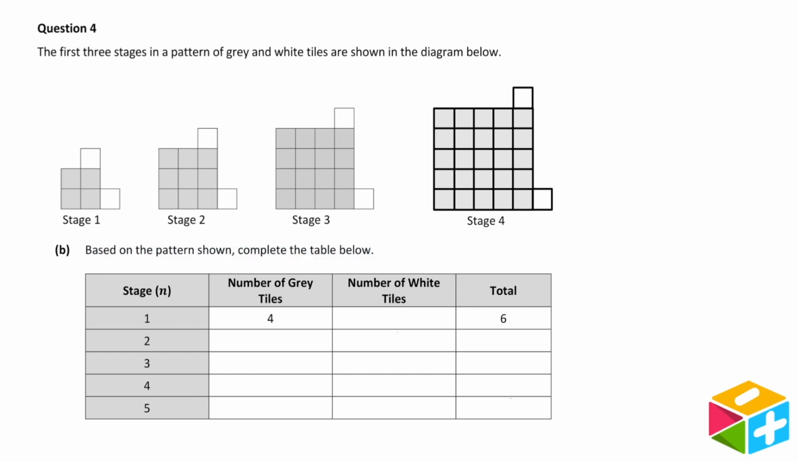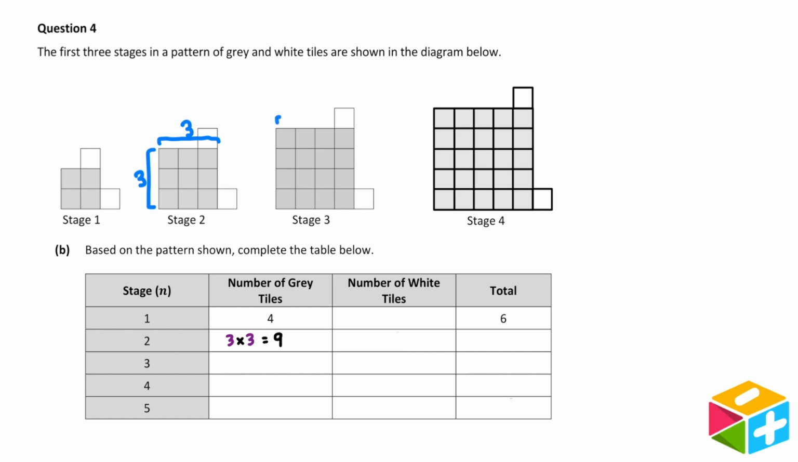We have the first 4 patterns drawn out, so we can use this as a guide when we're counting up the number of tiles. Let's begin by focusing on the number of grey tiles. In stage 1, the grey tiles form a 2 by 2 square, which gives us 4 grey tiles. In stage 2, the grey tiles form a 3 by 3 square. This gives us 3 times 3 equals 9 grey tiles.